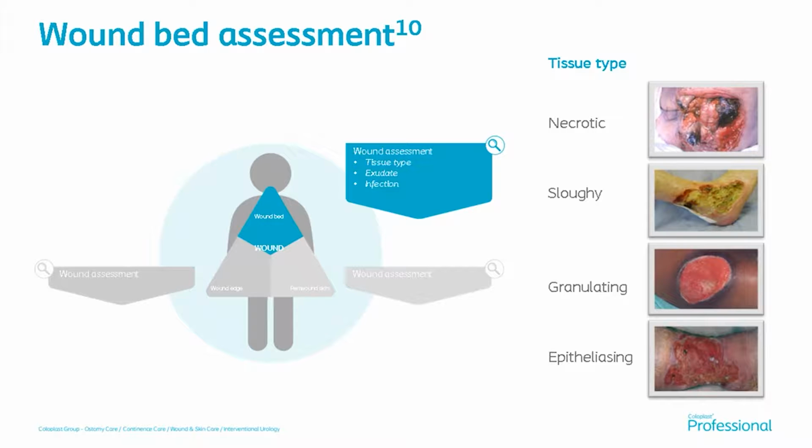So moving on to our wound bed assessment in a little more detail. When we're looking at tissue type as part of our wound bed assessment, we need to identify what the majority of the tissue type is that we're seeing. Are we seeing necrosis, sloughy tissue, granular tissue, or the final stages of healing in that epithelialisation?